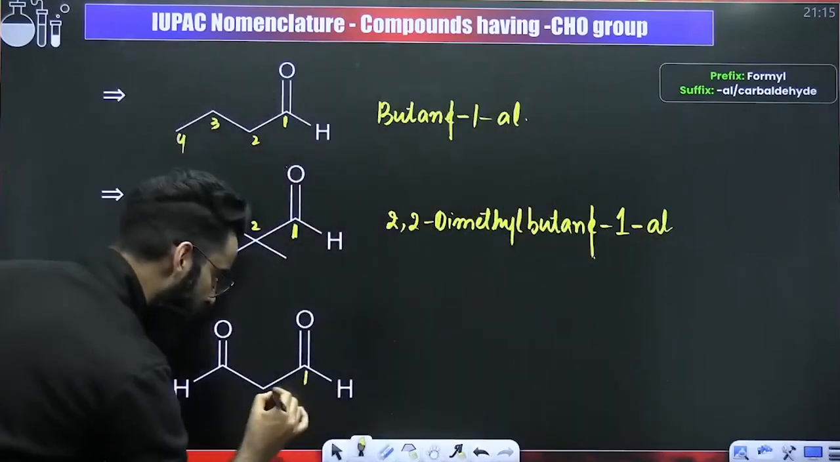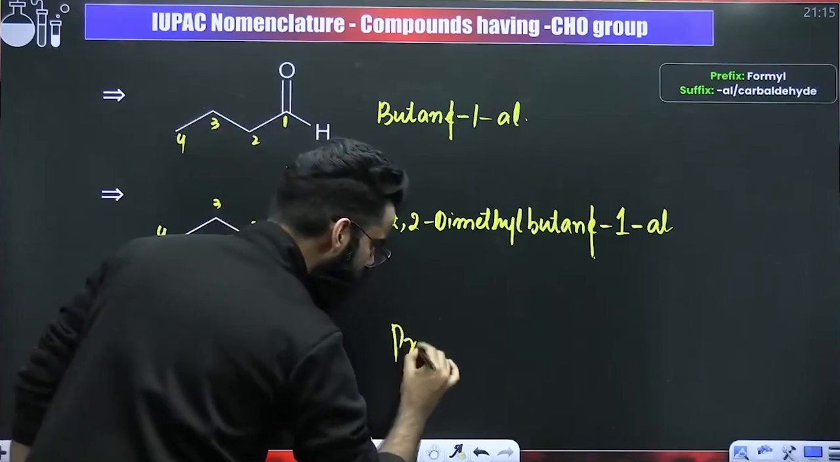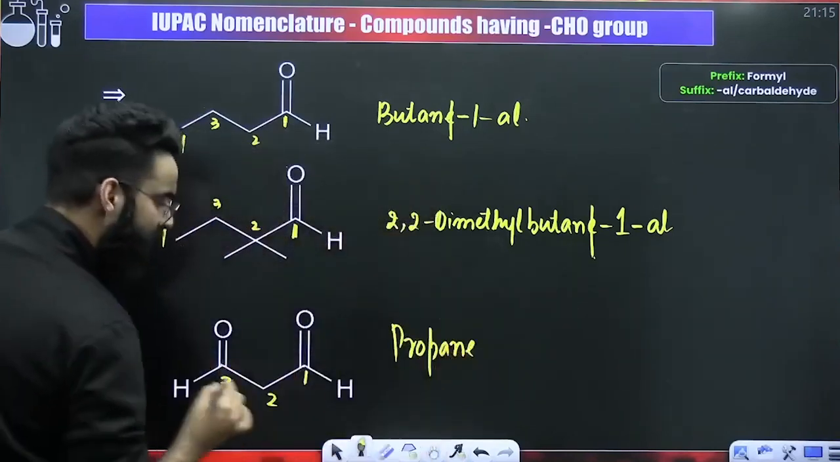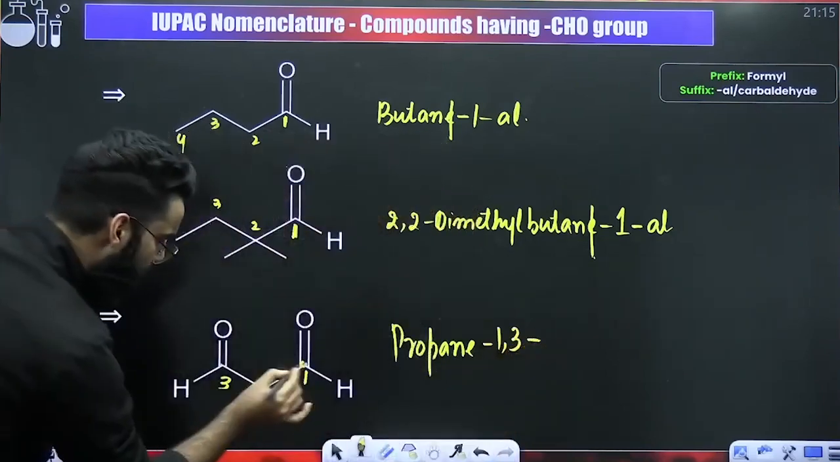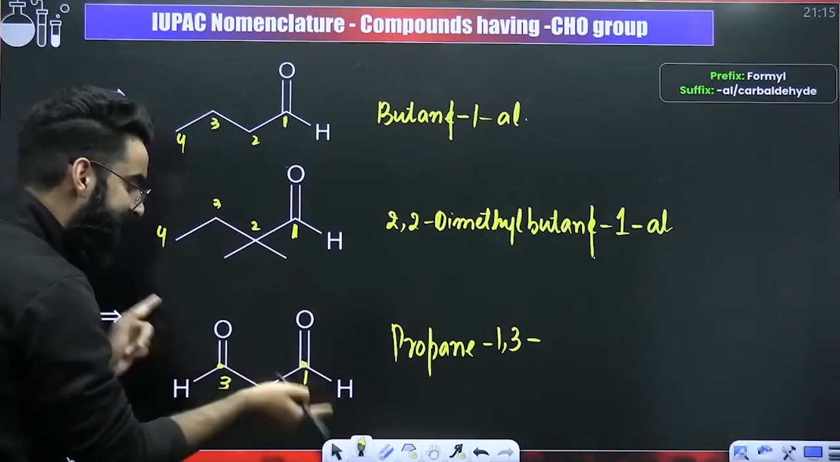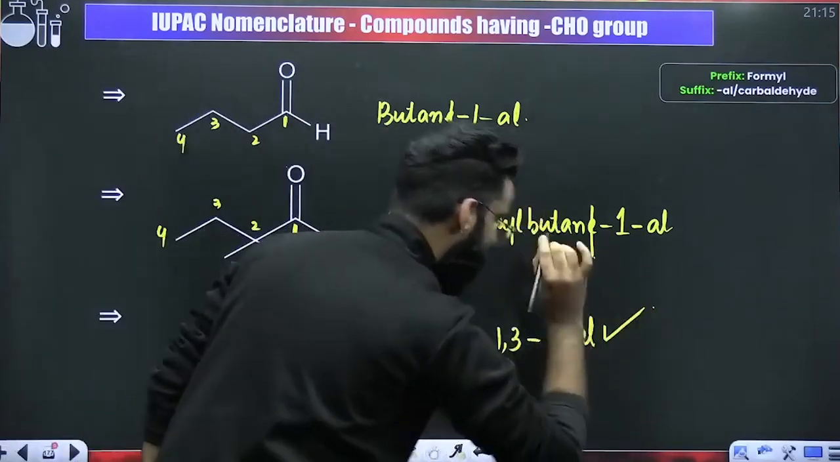Look at the next one. 1, 2, and 3. So it is simply going to be prop. Everywhere it's a single bond, so ane, right? At 1 and 3, functional groups. Now both the carbons are the part of the main chain, right? Both the carbons of the aldehydes are the part of main chain. So it's going to be di, and the suffix used is al, right?